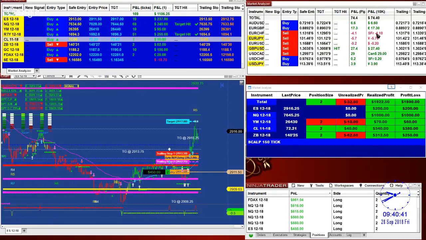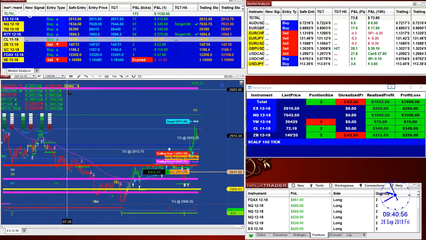It's Friday. We are splitting this into three different systems, automated to trade. The first one is the market analyzer and the charts. They are in conjunction with each other.